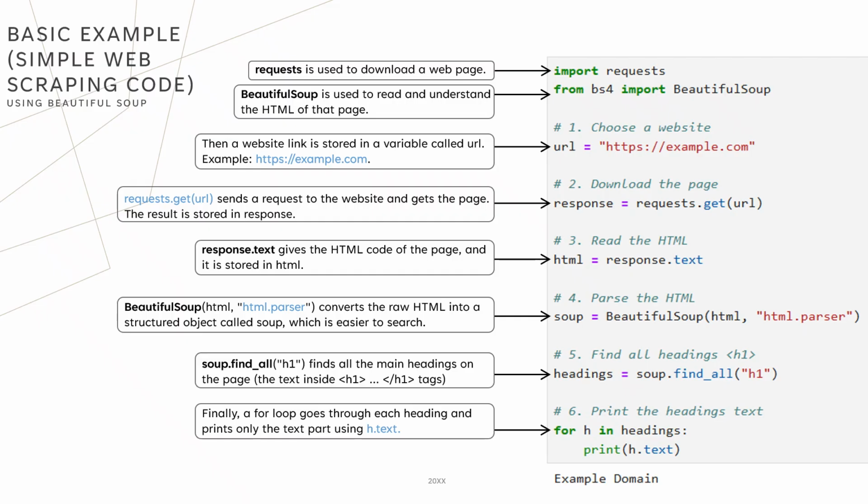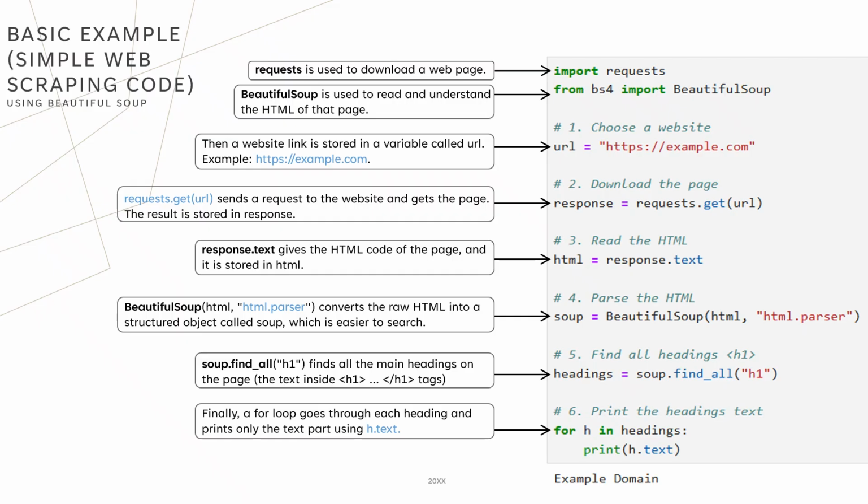Then the fifth one is find all headings. Headings will be found by the find all function, and after that we will print the text by using a simple for loop. So this is what you can do with this simple code. After that, that's it. So this simple script downloads a web page, extracts all headings and prints them.